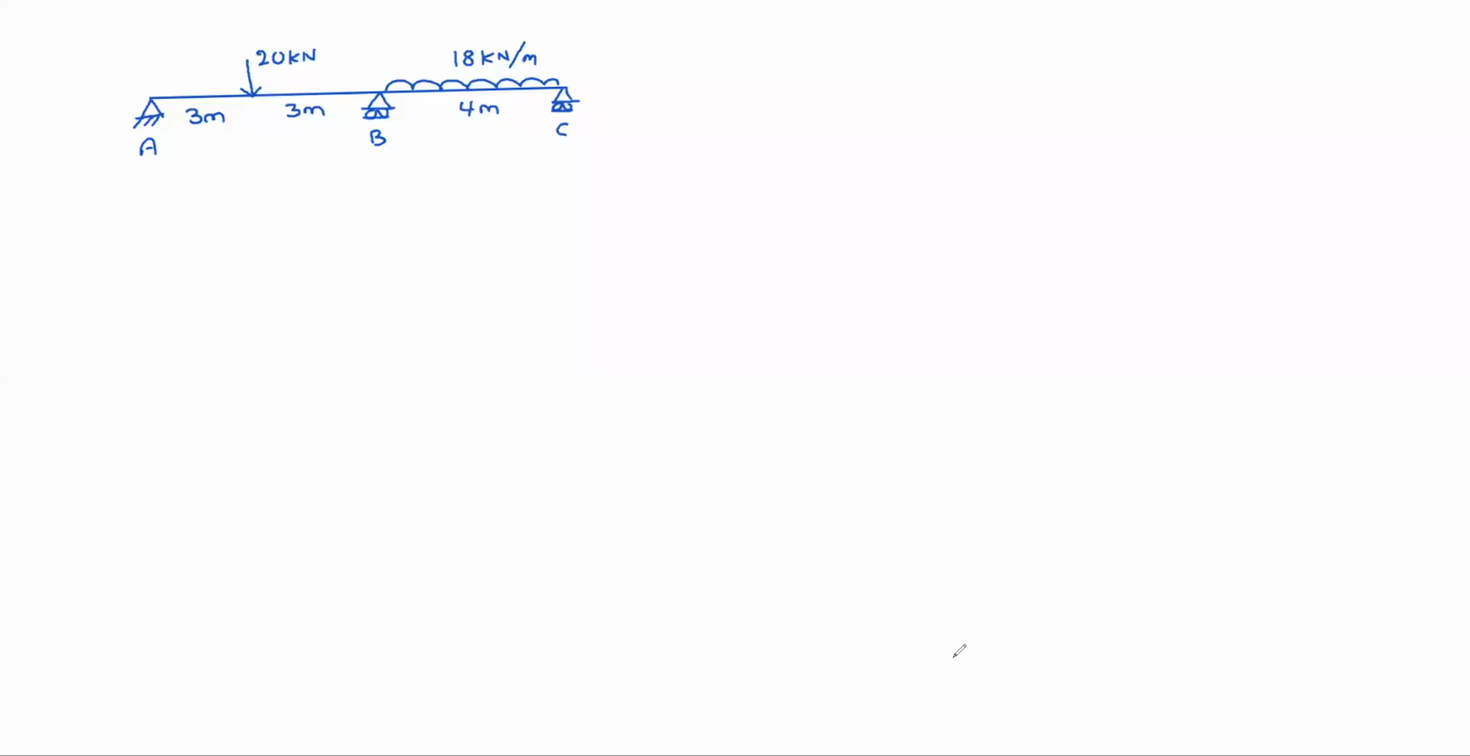First, take these beams separately, like this and like this. For the 20 kilonewton load, let us assume it is a simply supported beam, so 10, 10 reactions here. For the 18 kilonewton per meter UDL over 4 meter span, draw the bending moment diagram for these beams.